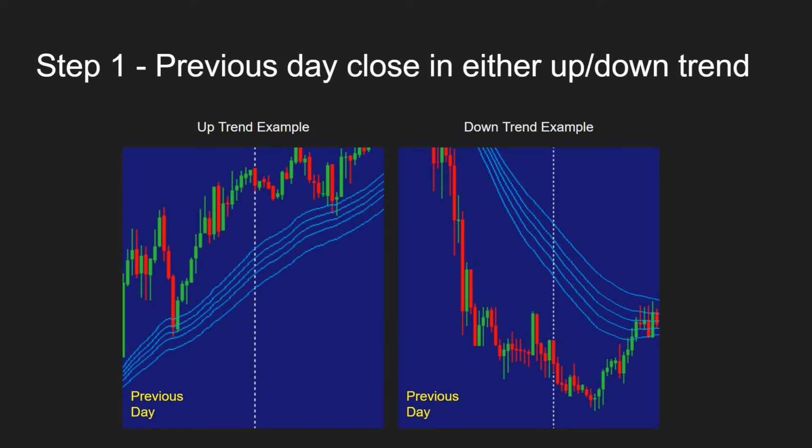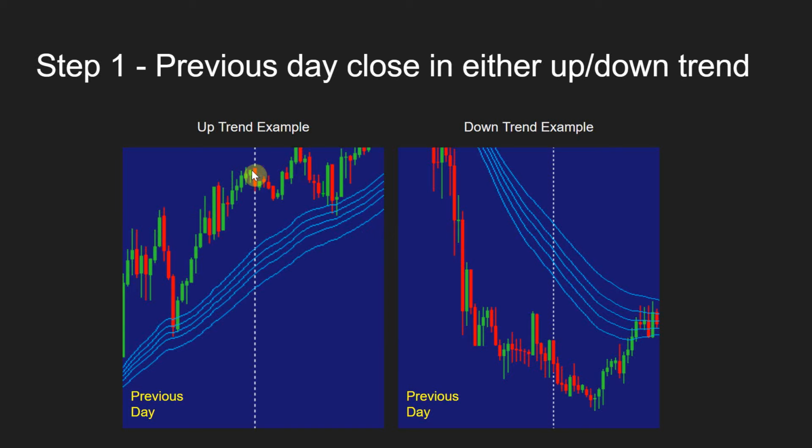Step one of this strategy is that the previous day's close on the 15 or 30-minute chart either needs to be in an uptrend or a downtrend. I've given a few examples. This line distinguishes that on the left side you've got the previous day, and on the right-hand side you've got the current day.